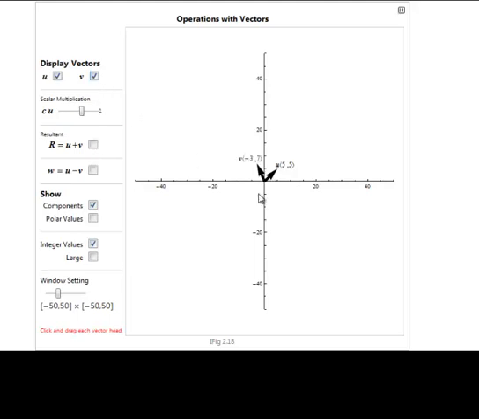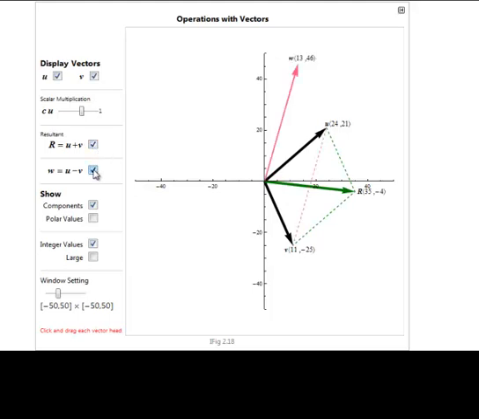Each of the displayed vectors can be dragged by the vector head. The resultant vectors r equals u plus v and w equals u minus v may be shown. Also, the polar values for each of the vectors may be shown.